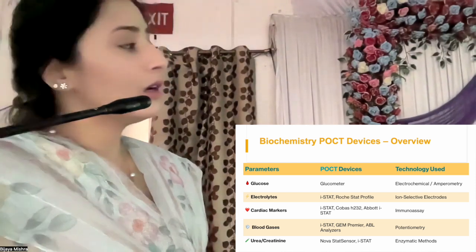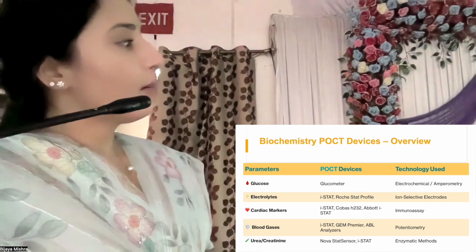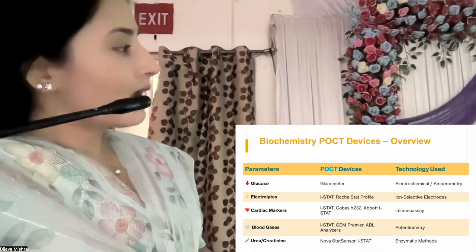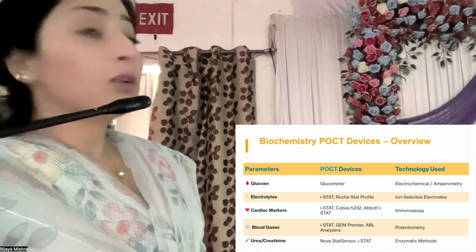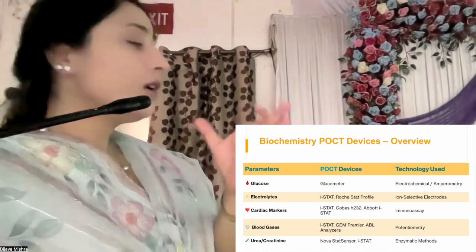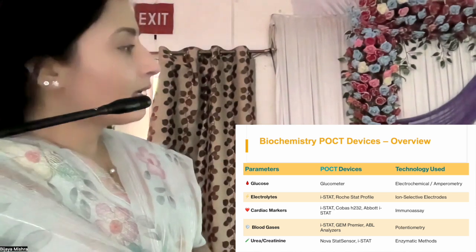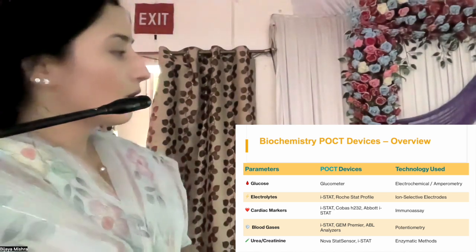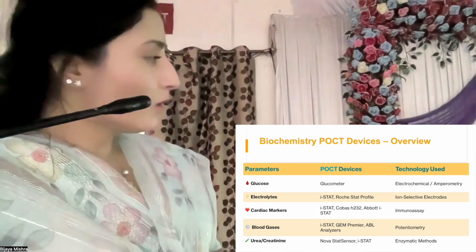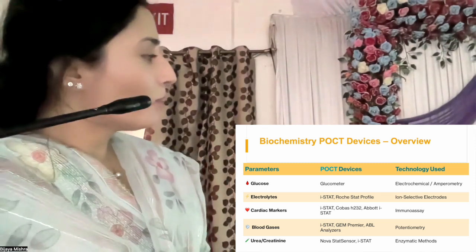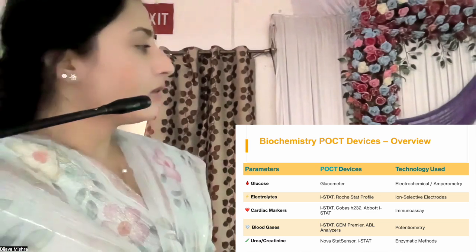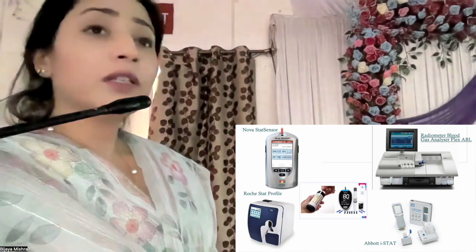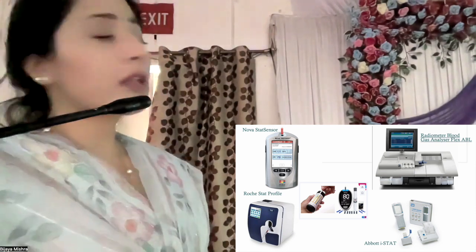If you are interested to learn, you can go back and read about the operating principle of each device over here. We have the iStat and Roche-Stat profile for the electrolyte analyzer. We have a device from iStat and also the Cobas H232 for cardiac marker testing. For blood gas analysis, we have a device from the iStat and the Gem Premier. And for urea and creatinine, we have the NovaStat sensor. So these are the various devices, and we can see one looks like a remote control.